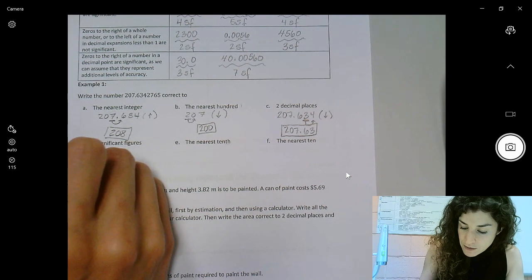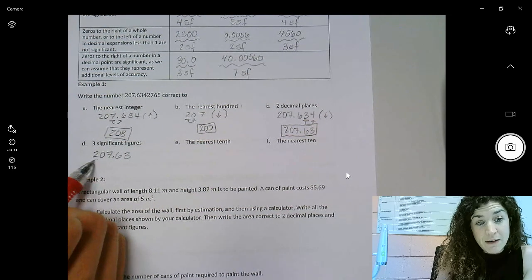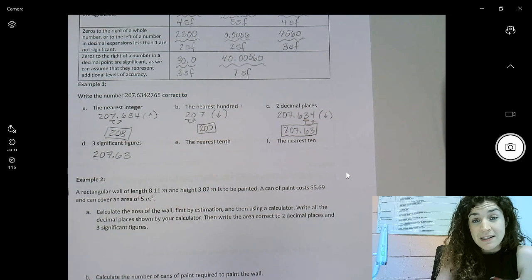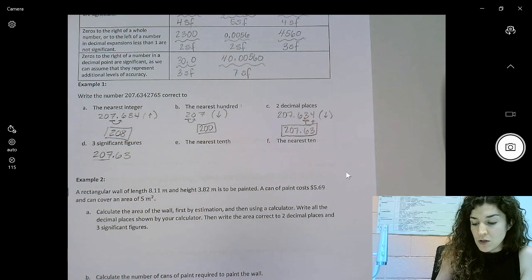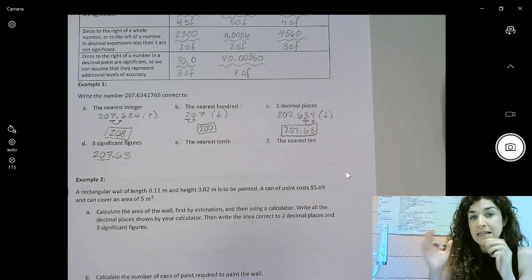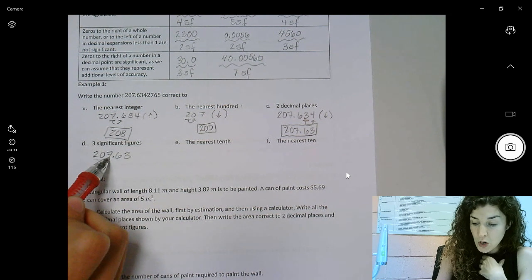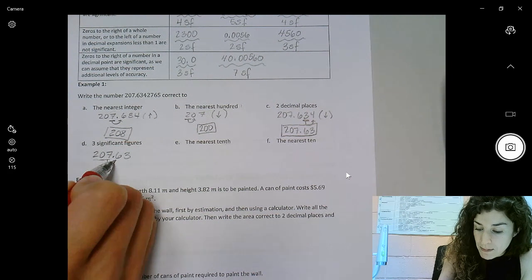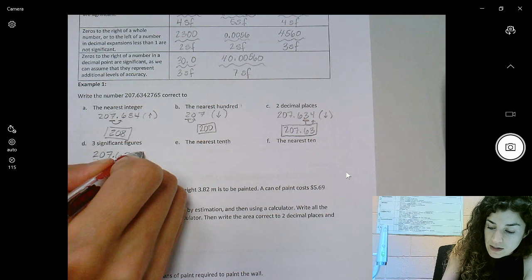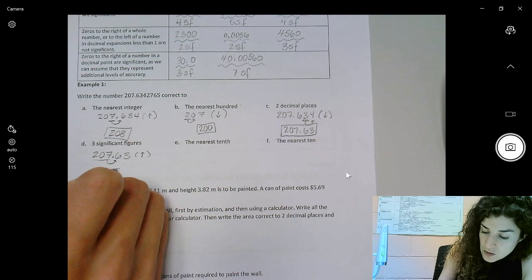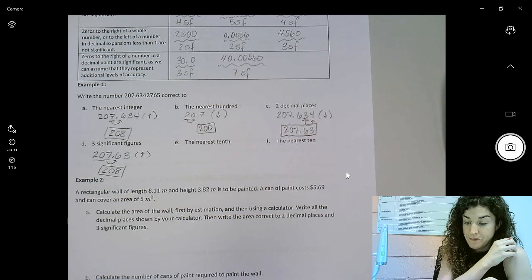All right, 3 significant figures. 2 is a significant figure. 0 is a significant figure because it's surrounded on either side. And 7 is a significant figure. So we've now gotten up to 3 significant figures. We count starting from the left. 1, 2, we are at our third significant figure, so we stop there and look at the number after it. That number tells us to round up, so that will be 208, and that is 3 significant figures.